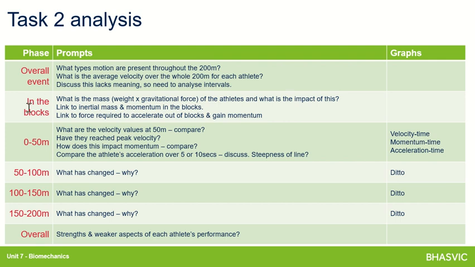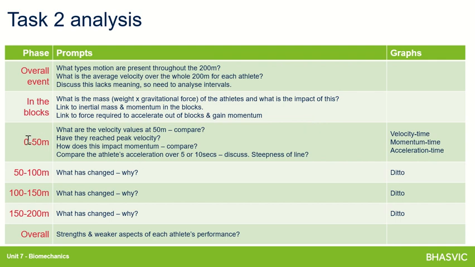So then you look at what's going on in the blocks, and that's where you can talk about mass. The mass of each of the athletes is different, therefore their inertial mass is different, and the momentum of all of them in the blocks is going to be 0 because there's no velocity. You could show that weight is mass times gravity, so in brackets you can talk about the different weights of the athletes. Principles being, the heavier they are, the bigger mass they are, the bigger inertial value they are, the more force they will have to generate to accelerate from the blocks in order to gain momentum, that kind of thing. So that's kind of like the start of the race.